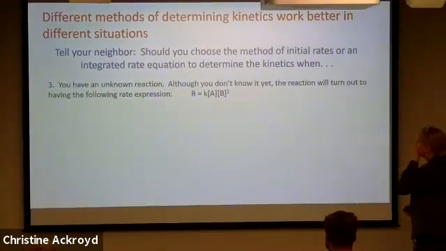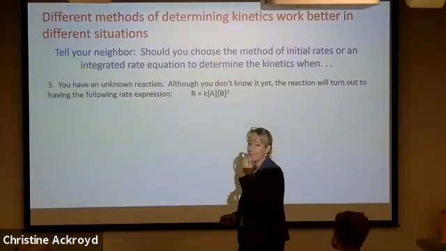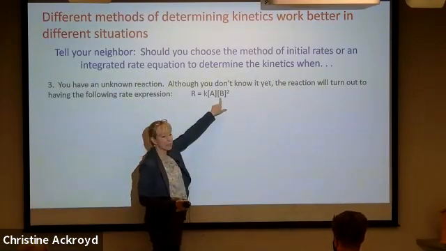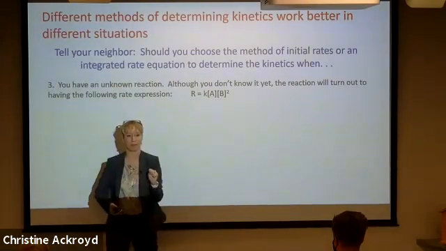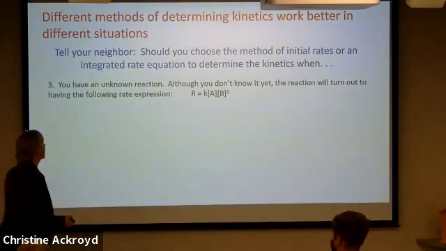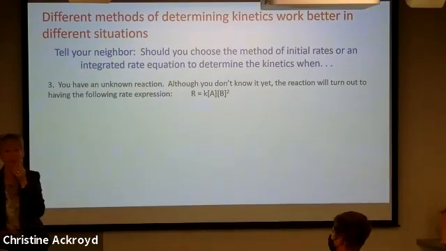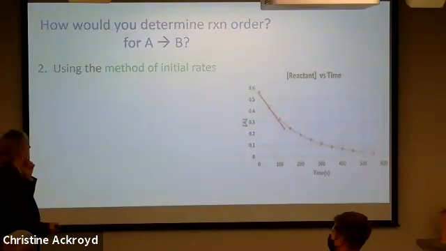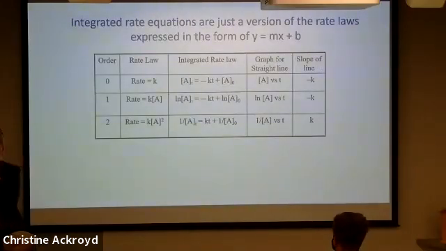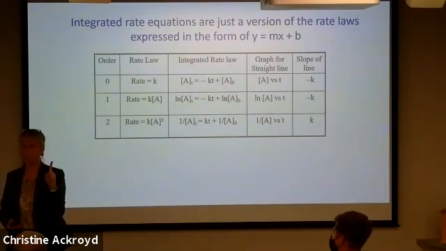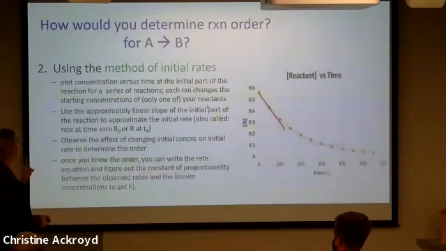Okay. Here's a third possibility. You have an unknown reaction. It's second order with respect to one starting material. It's first order with respect to the other starting material. You can't do the method of integrated rate equations here. Go back to our integrated rate equations. What do you notice about them? How many different reagent concentrations will they analyze? Just one.